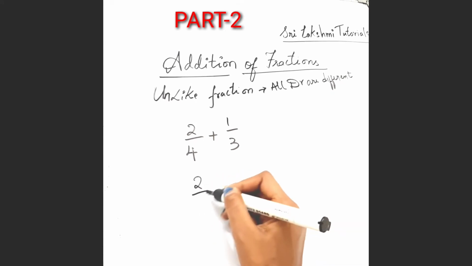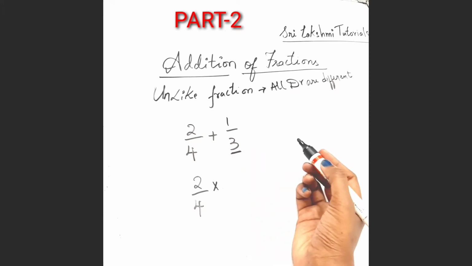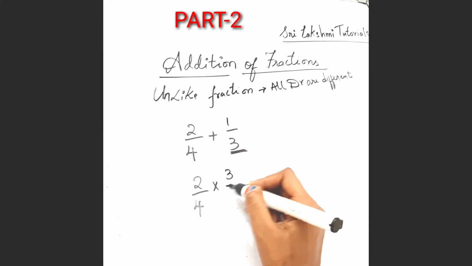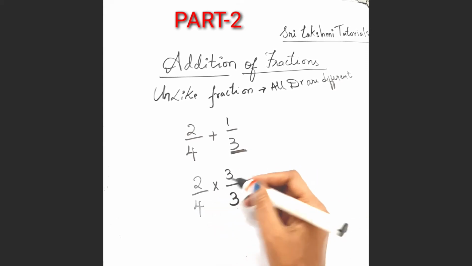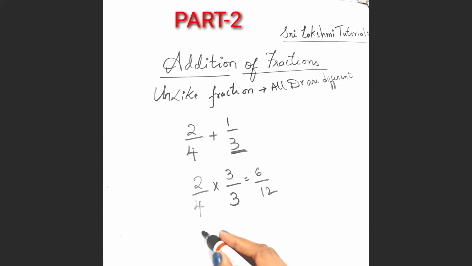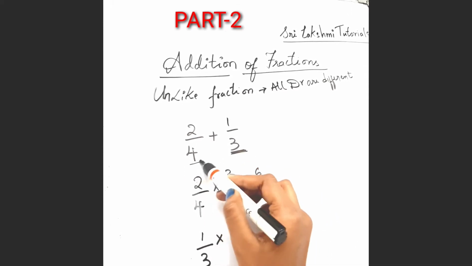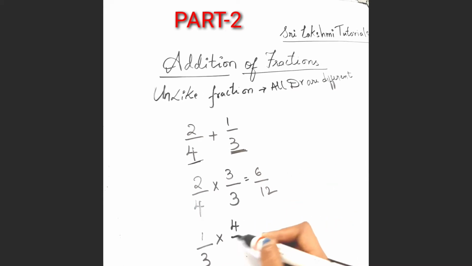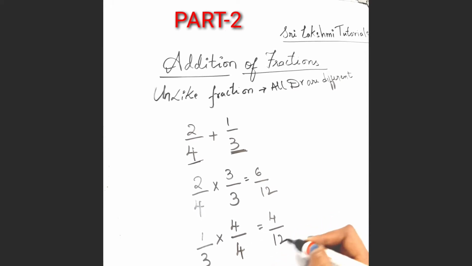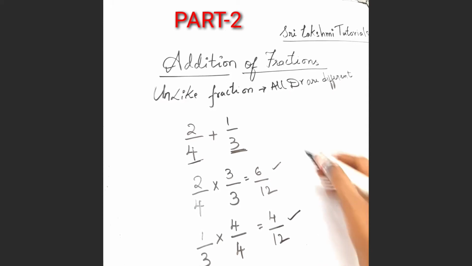Now see, first fraction is 2 by 4. Now directly multiply with the denominator of the second fraction. What is the denominator of second fraction? It is 3. Now multiply and divide with 3. 3 2s are 6. 4 3s are 12. Now 1 by 3 into, now opposite, the first fraction's denominator is 4. So 4 by 4. 1 4s are 4. 4 3s are 12. Now I made the first fraction and second fraction denominators same.